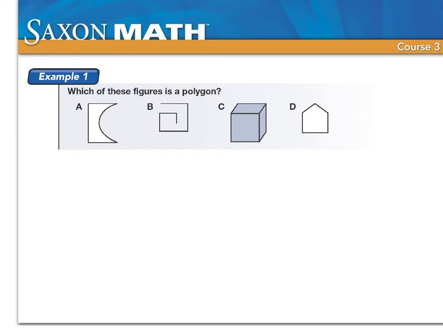For example 1, we just need to tell if a shape is a polygon or not. So for A, is this a polygon, yes or no? Well, remember the definition of a polygon is it's a closed plane shape with straight edges. So what that means is it has to have straight edges, it's got to be closed, meaning all the sides connect to each other, and it's got to be on one plane. If you notice, this shape has a curved edge right here. Polygons cannot have curved edges, so no, because of a curved edge.